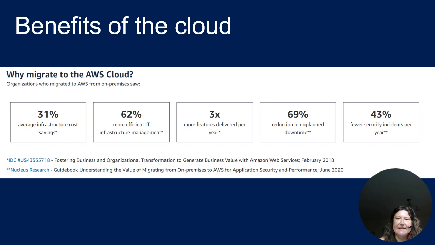So this is a list of benefits of using the cloud. Although it says AWS Cloud on it, this is pretty generic, really. About 31% of people that go to the cloud cite that the best benefit they got was an average infrastructure cost savings. So cost savings is a big one. About 62% of people that go to the cloud believe they get more efficient IT infrastructure management. And the third thing that people go to the cloud for is to get more features delivered very quickly each year, rather than having to wait for features to come down, that kind of thing.